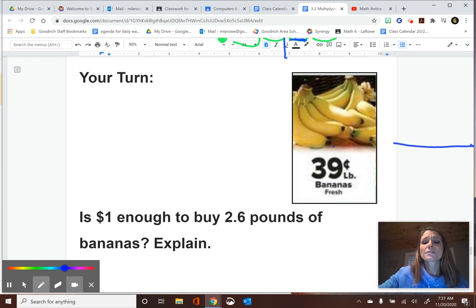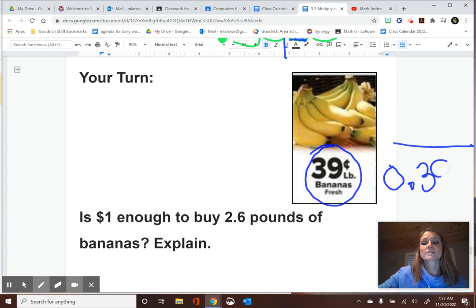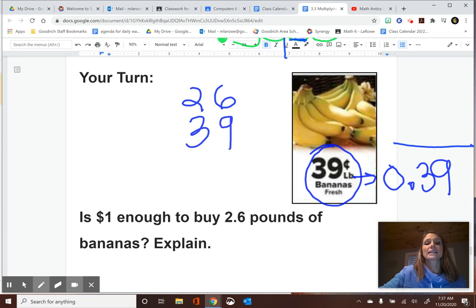So if bananas are 39 cents per pound, 39 cents is really the decimal 39 hundredths. So this is the value of the bananas. But it's for a full pound, and we're buying more than 1 pound. So if you take the 26 and multiply it by the 39, you'll figure out what the cost of 2.6 pounds of bananas will be, and then you'll figure out if having a dollar is going to be enough money or not.